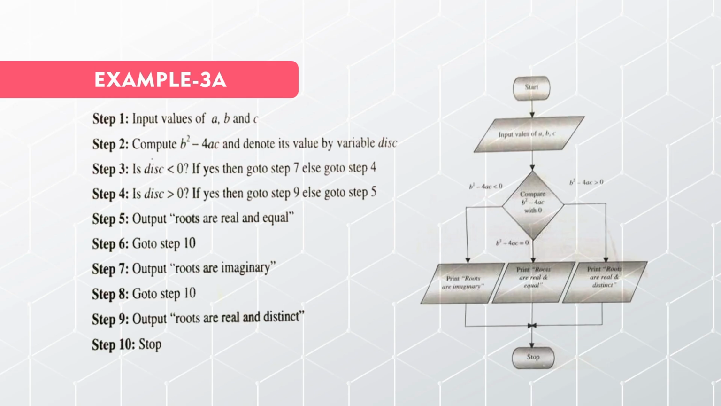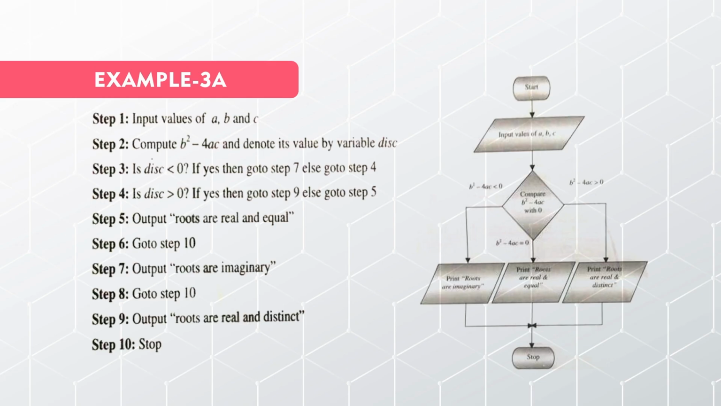So, this algorithm is mapped into the flow chart, as is very much visible in the slide. Now, if you want to know whether the roots are imaginary, whether the roots are real and equal, or the roots are real and distinct, you need to work with the component b square minus 4ac.